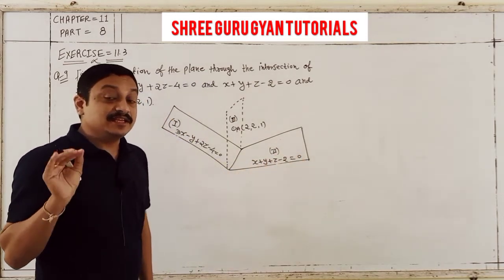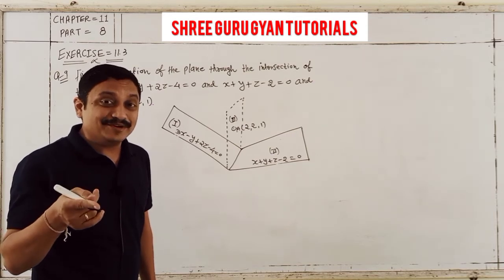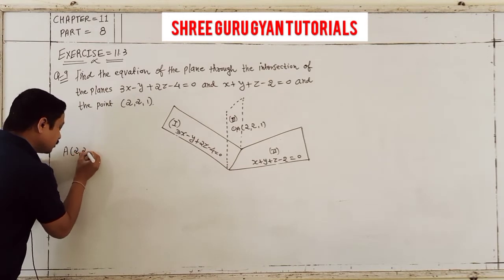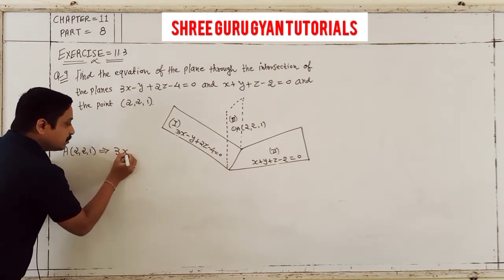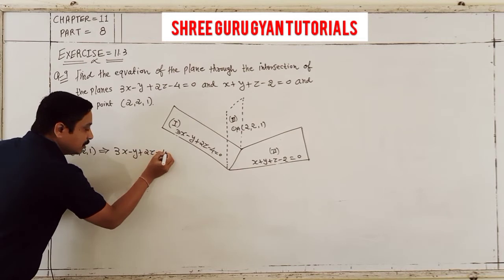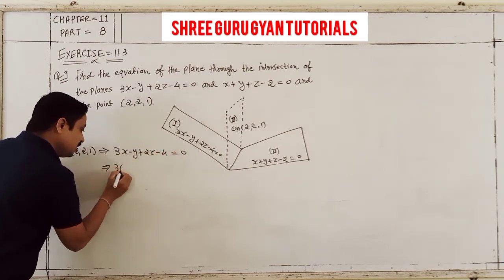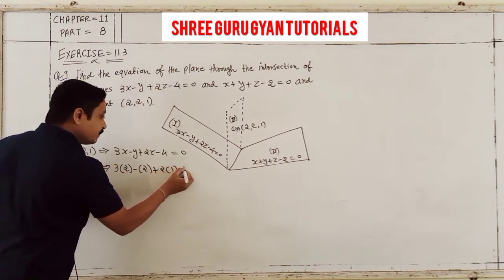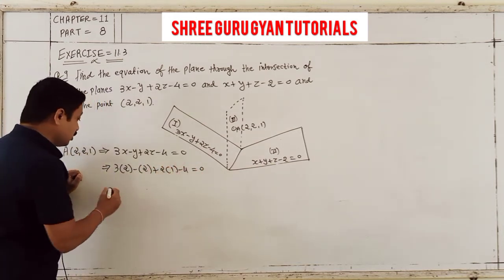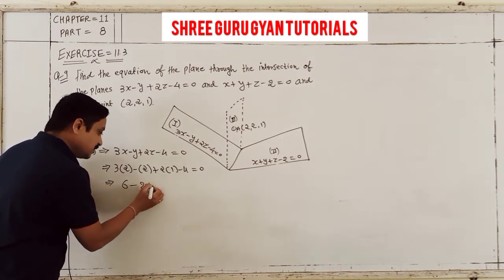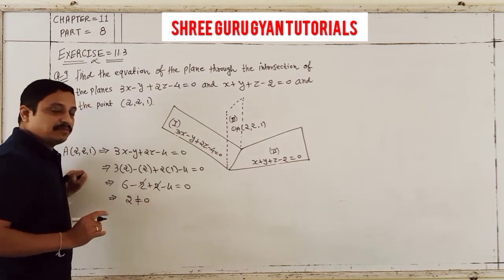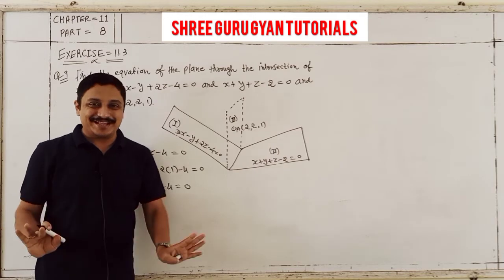First I check whether the given point passes through plane 1 or plane 2. I will check only the point (2, 2, 1). Sometimes it passes through, otherwise not, but we will check if necessary. Here x is 2, y is 2 and z is 1, and we check whether it equals 0. That is 6 minus 2 plus 2, which is not equal to 0. 6 minus 4 is 2, never 0. It means plane 1 is not your answer.